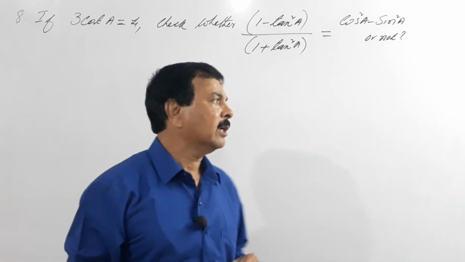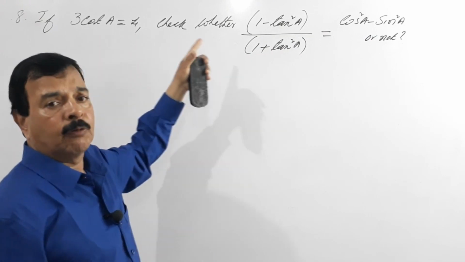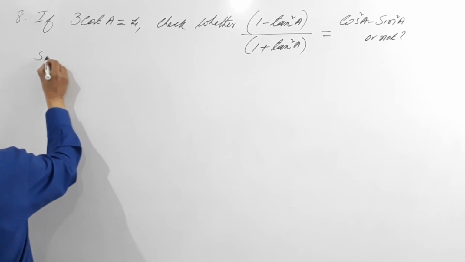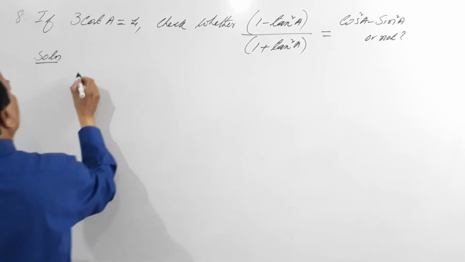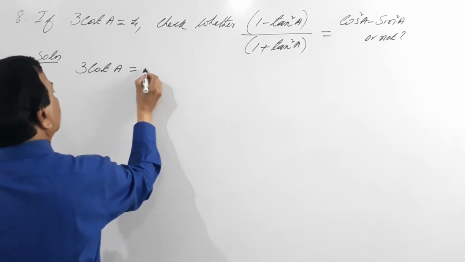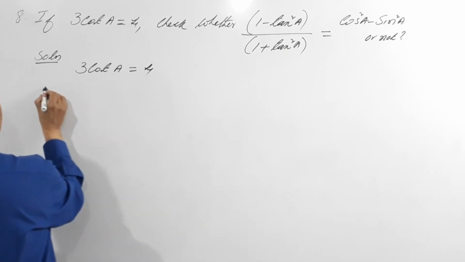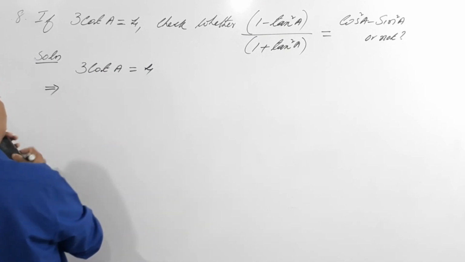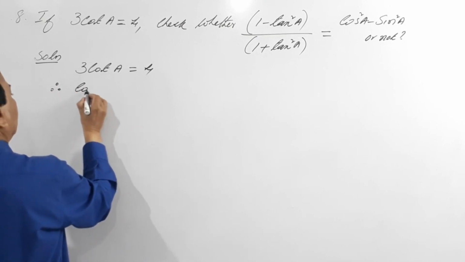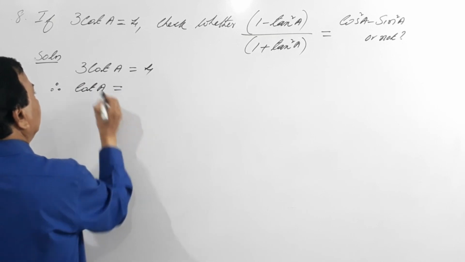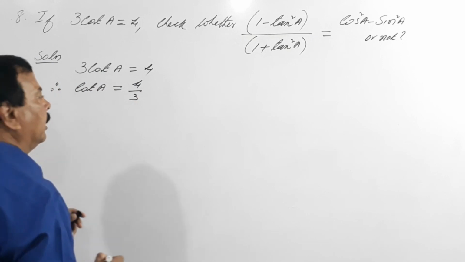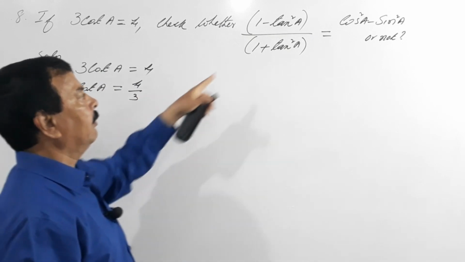Now, he has given you the value of cot. How did you get that? Solution. 3 cot A equals 4, therefore cot A equals, bring this 3 down, that becomes 4 by 3. Done. Now you are supposed to find the value of tan.